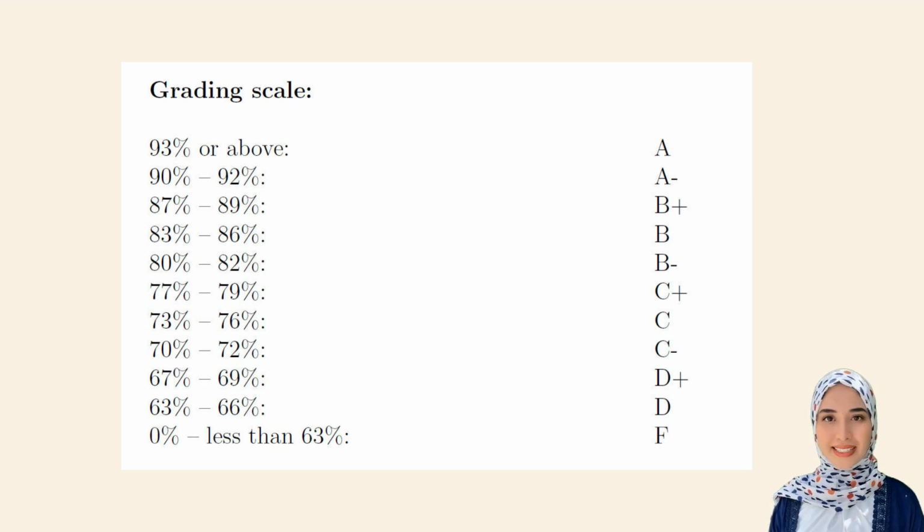70% to 72%, a C-, and 67% to 69%, a D+, reflect minimal mastery. It's still passing, but suggests you may need to revisit some foundational topics. 63% to 66%, a D, represents a narrow pass. Below 63% is an F, meaning the required learning outcomes were not achieved. In short, your grade reflects not only accuracy on exams, but also engagement in labs, discussions, and your ability to connect theory to practice, especially through your hands-on projects and your research paper presentation.